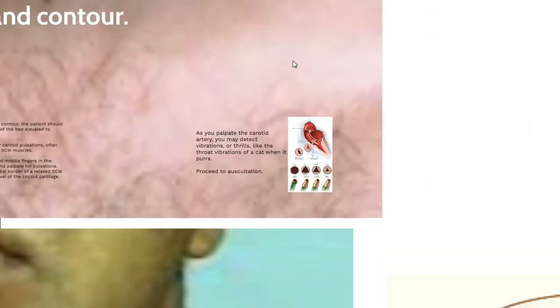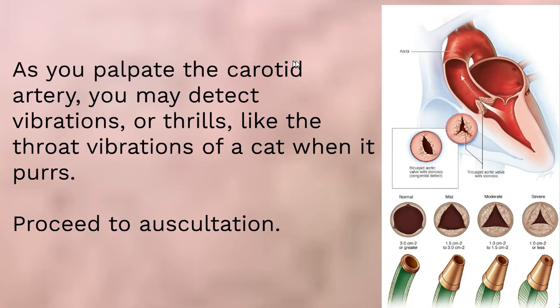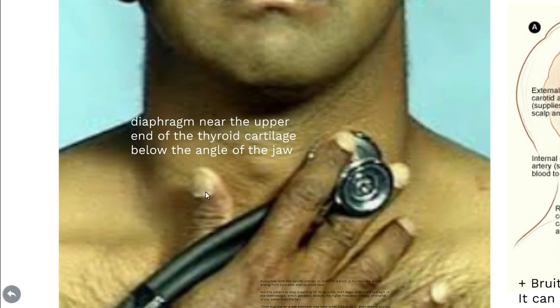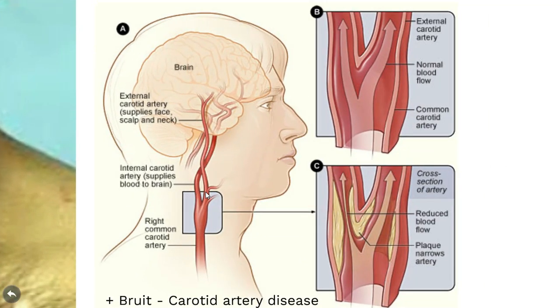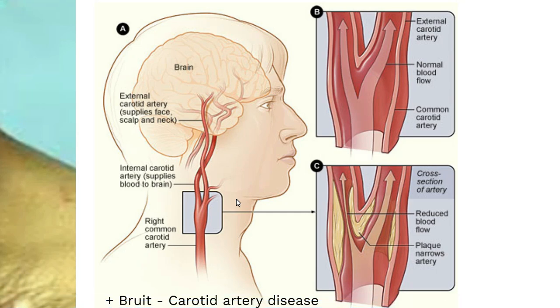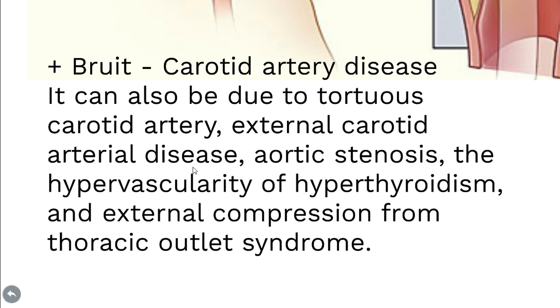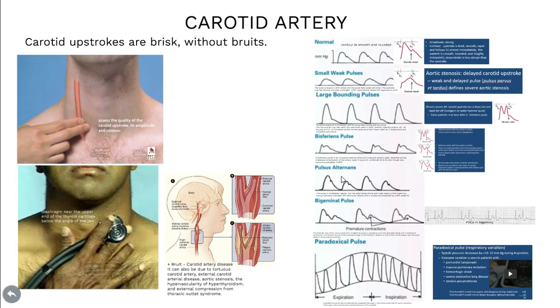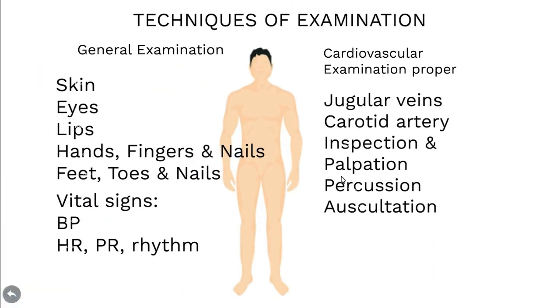Okay, as you palpate the carotid artery, you also have to check for the presence of vibrations, thrills. No, thrills are more for patients with a cardiac murmur. For carotid artery disease, you have to check for the presence of bruit. The presence of bruit is most of the time due to carotid artery disease, but it can also be due to external carotid arterial disease, aortic stenosis, hypervascular states, hyperthyroidism, and external compression from thoracic outlet syndrome. So we are already finished with the carotid artery.